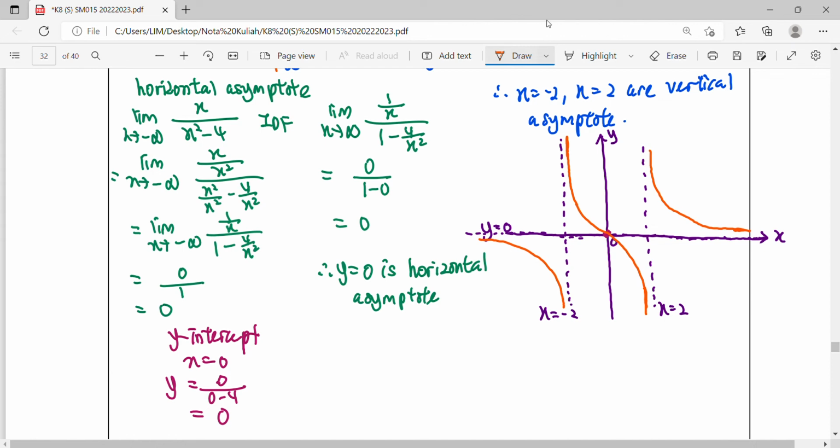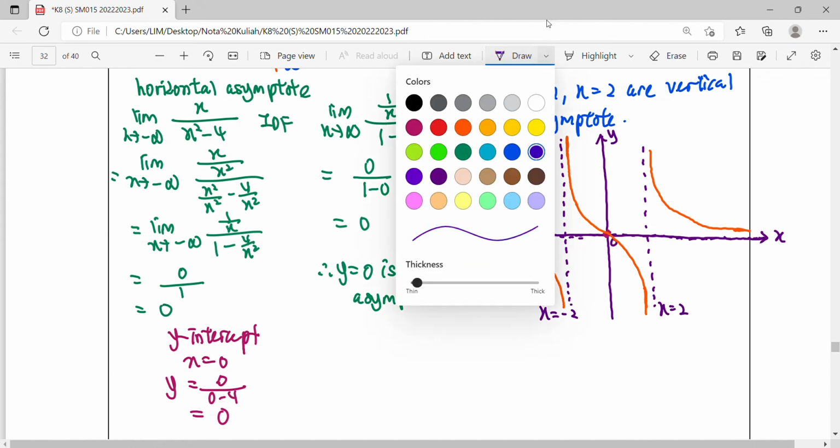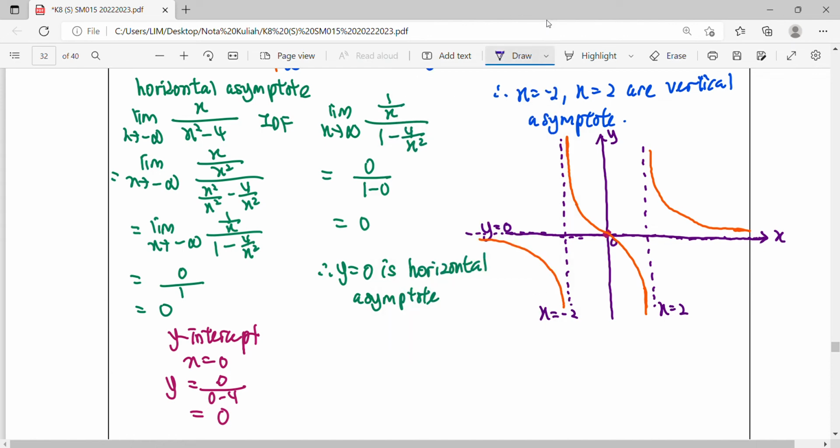Okay, so lastly, make sure our graph is all in order. So this is our function, x over x squared minus 4. Just double check: x-axis label, y-axis label, origin label, asymptotes all labeled. Then we are done with this part.